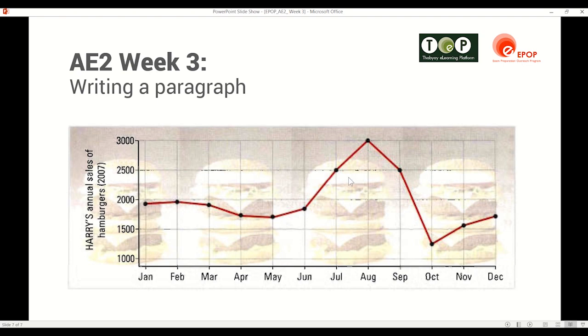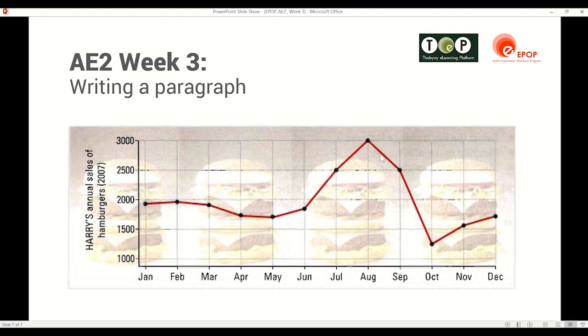Then between June and August, there was a surge in sales. And the number of hamburgers rose sharply from the 1,800 sold in June to a peak of 3,000 hamburgers sold in August. Then between August and October, the number of hamburgers sold declined rapidly.